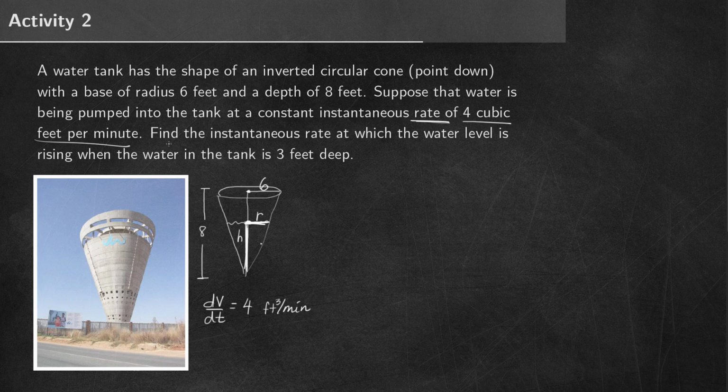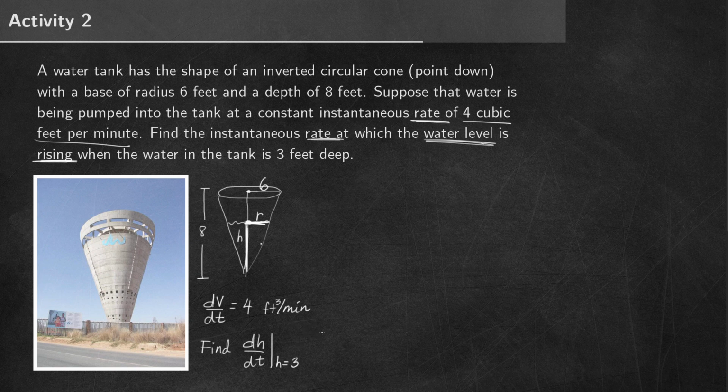Now we're asked to find the instantaneous rate at which the water level is rising when the water in the tank is 3 feet deep. So the water level, how quickly is that rising? That's referring to the h in our diagram. We are being asked to find dh/dt, the rate of change of the height of the water with respect to time. And this does change as time changes. So we're going to be finding it at this instant in time when the water in the tank is 3 feet deep. So when h is equal to 3. We have our rate that we're given and the one that we're trying to find.